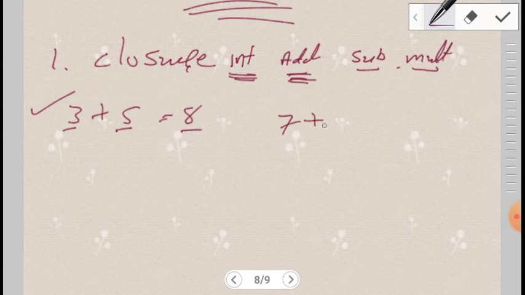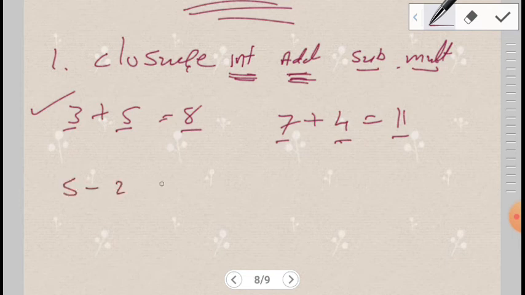7 plus 4 is 11. So 7 is an integer number, 4 is also an integer number, and by adding these two integers we have got the answer as an integer, so we can say that addition is closed. Same for subtraction also.